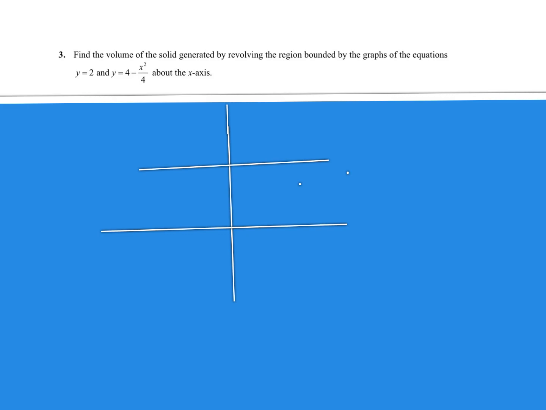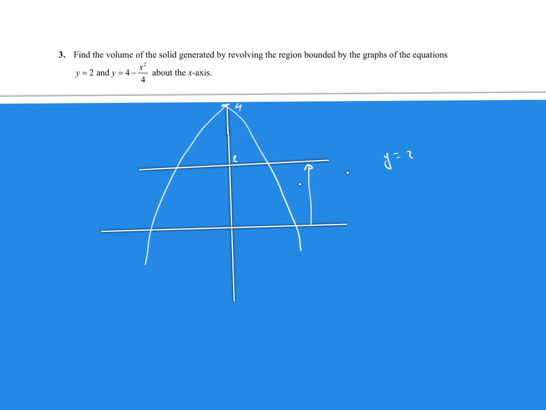Let's go to that. y equals 2 is the horizontal line, y equals 2. And the graph of y equals 4 minus x squared divided by 4 is an inverted parabola, where when x equals 0, y equals 4. So this is the 4, this is 2, this is 2, this is 4. And the parabola will go like this.